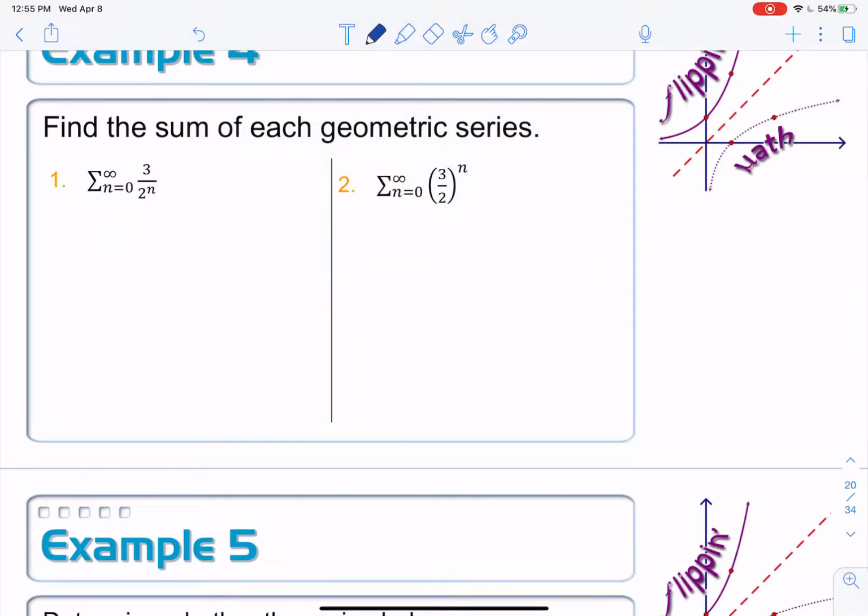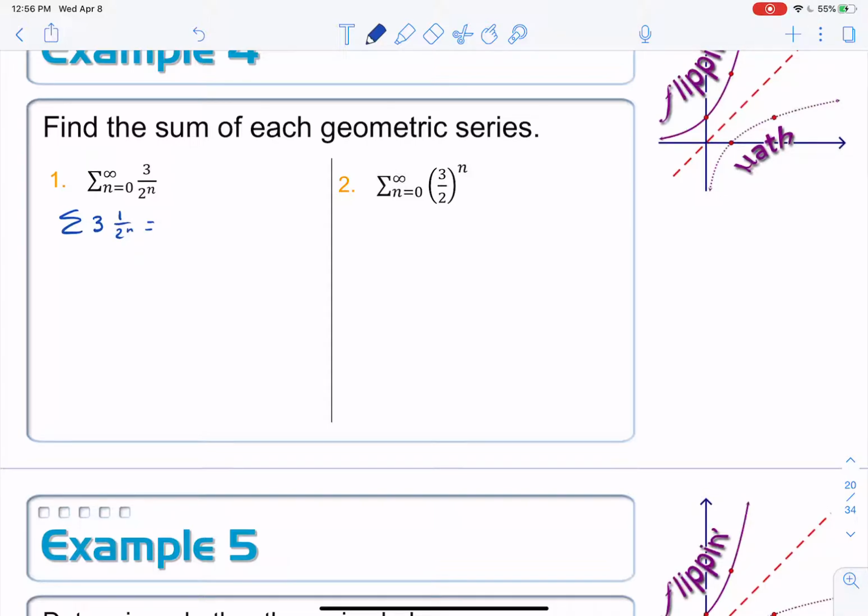Okay, so I want to first figure out what my R value is. Now I'm going to rewrite this just a little bit so it's more obvious what the parts are. This 3 on the top is just some constant number. I'm going to pull it out front. And then what I have left over is 1 over 2 to the n.